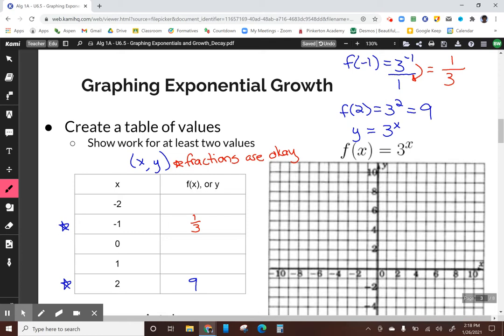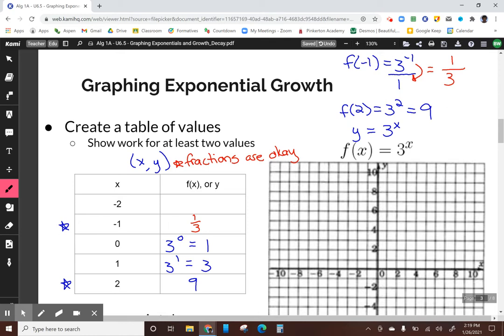Now, remember, I just have to show work for at least 2 of these values, but I am, just for the sake of this video, going to also show you what this would look like for all the other values. So 3 to the first is just 3. Now, this is great. Honestly, this is like the freebie. Any number except 0 raised to the 0 power is just 1, so you're welcome for that.